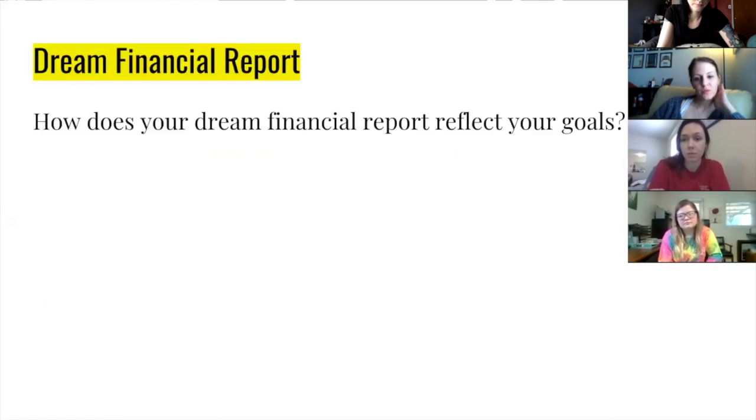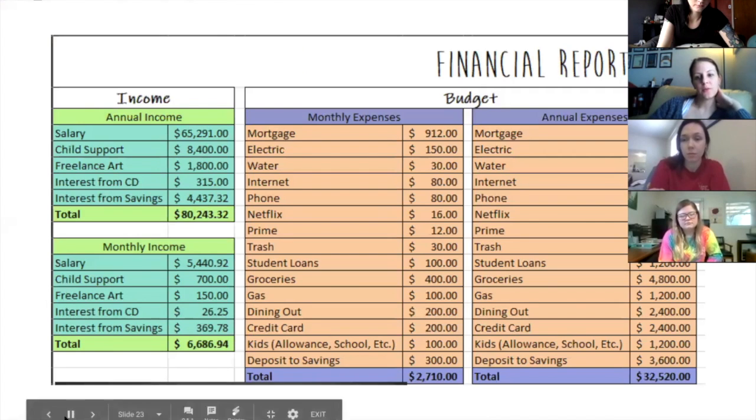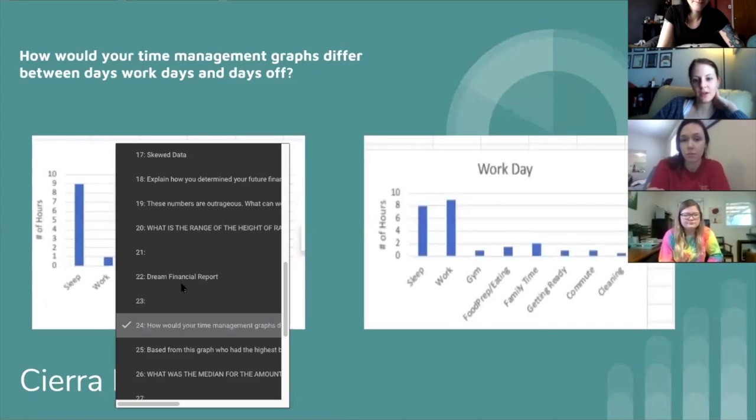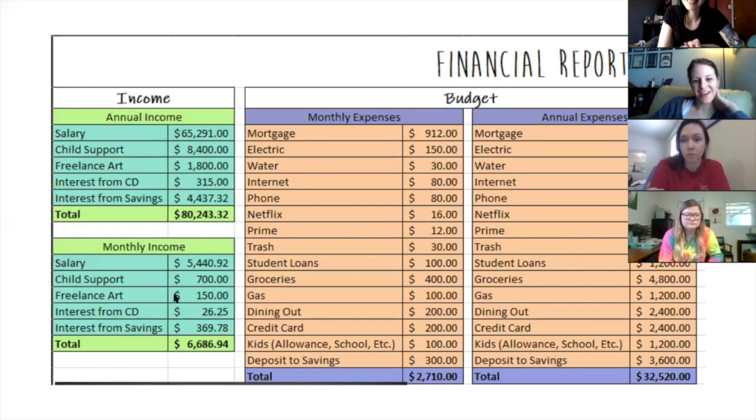So when making this, I researched what salary I would make if I got the promotions that I'm working towards, and I reflected that salary in my financial report. I also tailored my budget by researching how much my dream home and my dream location would cost and inflating my bills accordingly. Additionally, I included some savings plans, which is something that I don't have at the moment, but I'd love to incorporate into my budget when I'm able to better afford it.